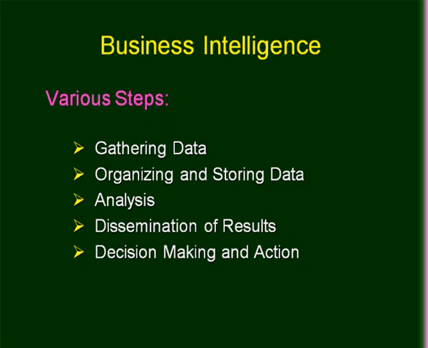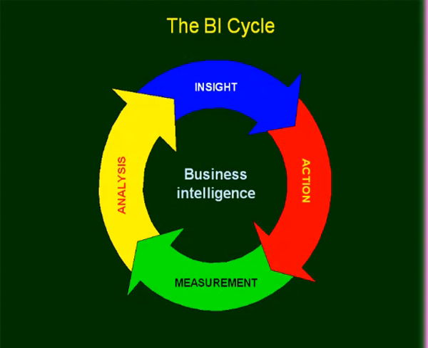Various steps of business intelligence are shown on the slide. The first step is gathering data, then organization and storing data, then data analysis, then dissemination of results, and then finally decision making and action. So every BI system follows these steps in providing BI solutions.